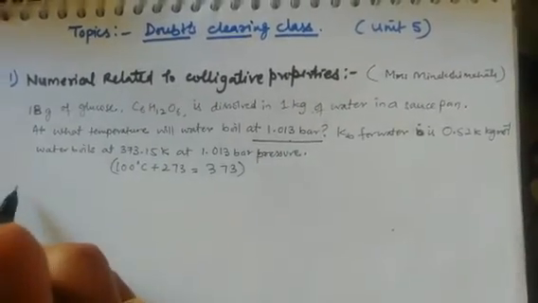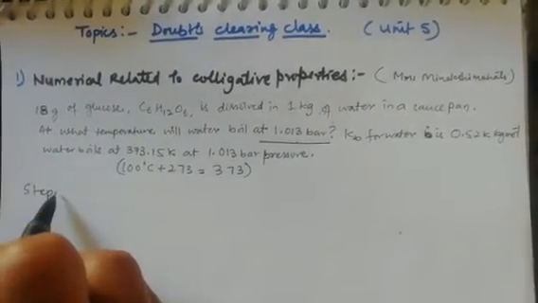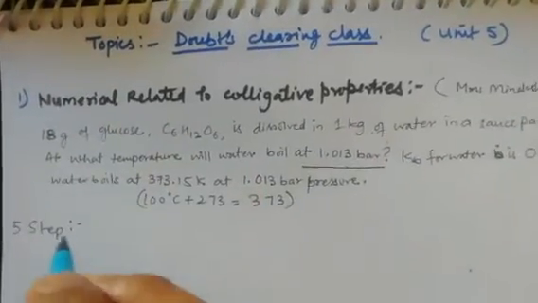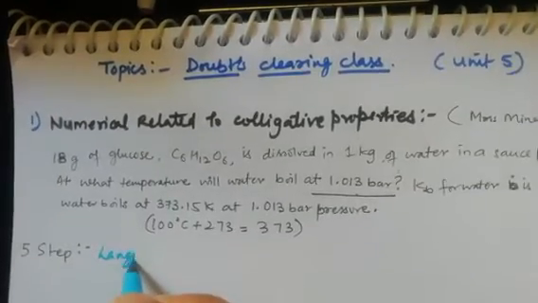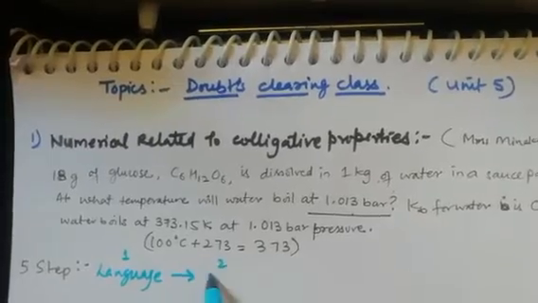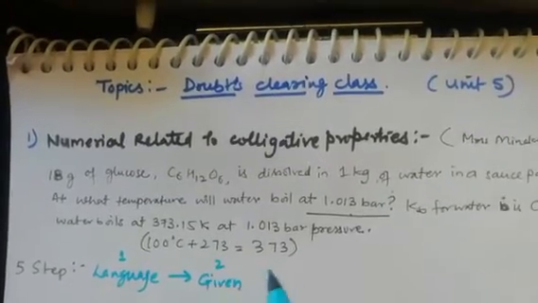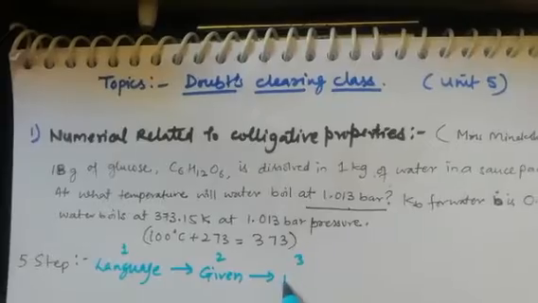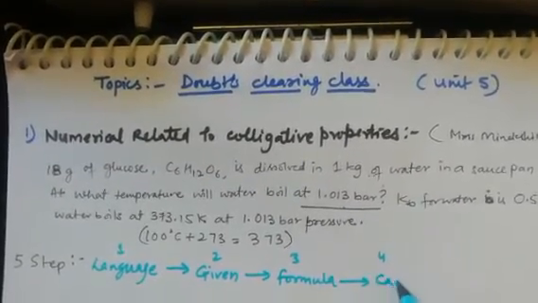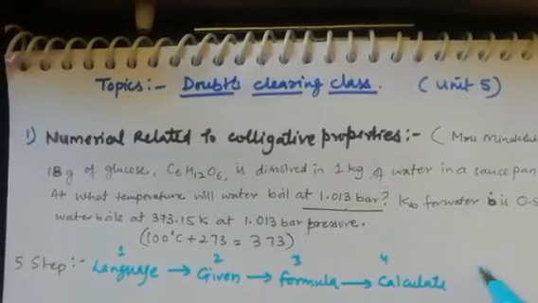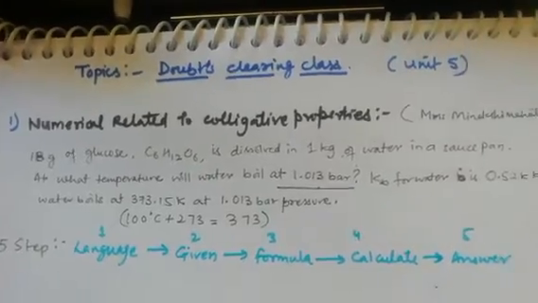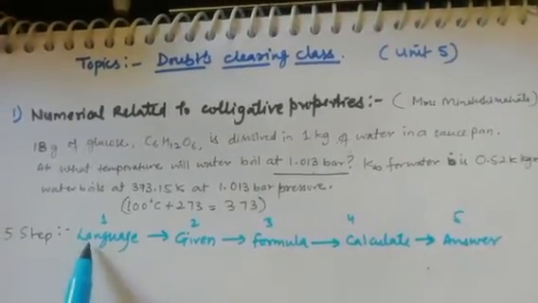As I already told you, dear students, there are 5 steps to solve numericals. The 5 general steps are: first step is read the language, then from the language we find the given, whatever is given, then from the given we make the formula, then we put in the formula and calculate, and last we write the answer in a bracket. So first let's start with the language.